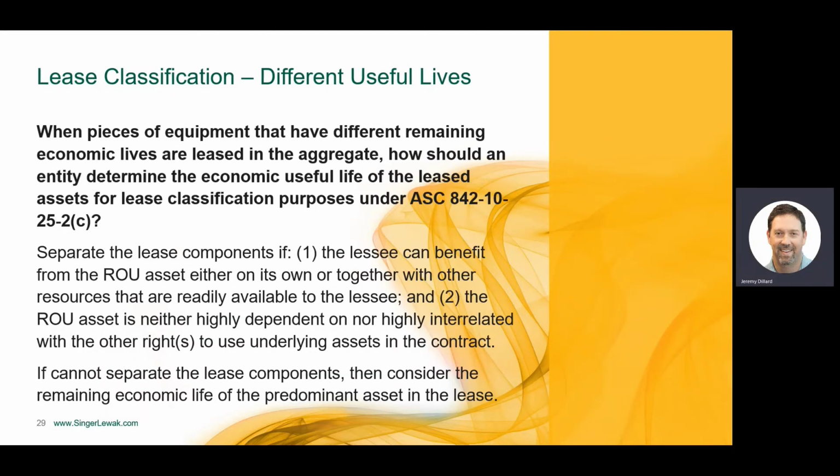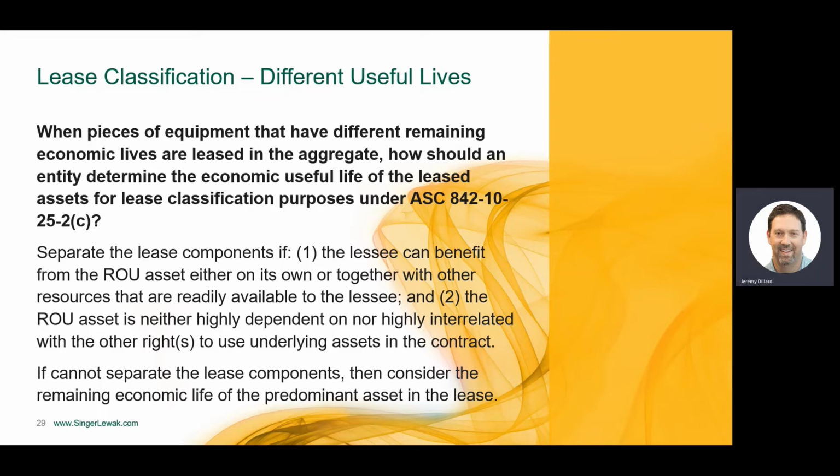So the third criteria is about useful lives and whether the lease term is a major part of the remaining economic life of the asset. However, questions were submitted to the FASB about how to handle a situation where a lease includes multiple assets and the assets have different remaining economic lives.